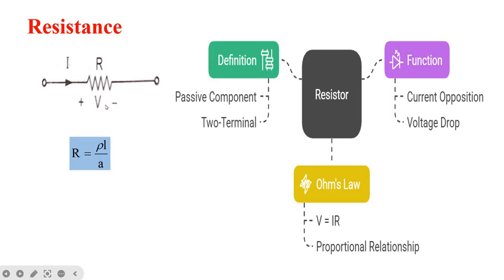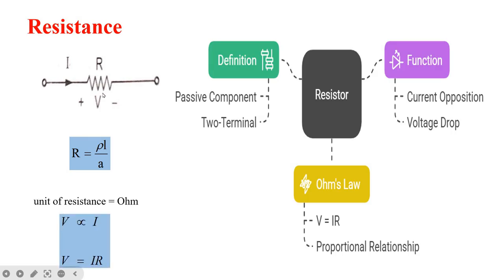Also, the resistance of any resistor will depend upon the material and upon the length, that is L, of the material in meters. Then you have A, which is the cross-sectional area in square meters, and rho, which is the resistivity in ohm meters. The unit of resistance is ohm. We measure the resistance in ohms.